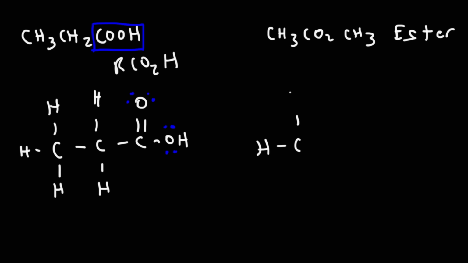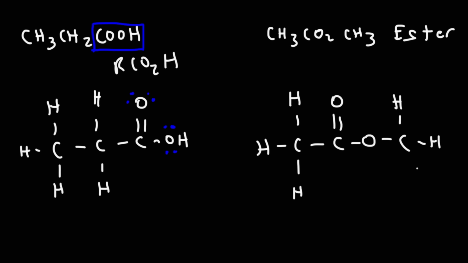So we have a CH3, then we have a carbon. The ester is going to look very similar to a carboxylic acid, but instead of the hydrogen, we have the CH3 group. So that's how we can draw that particular Lewis structure.